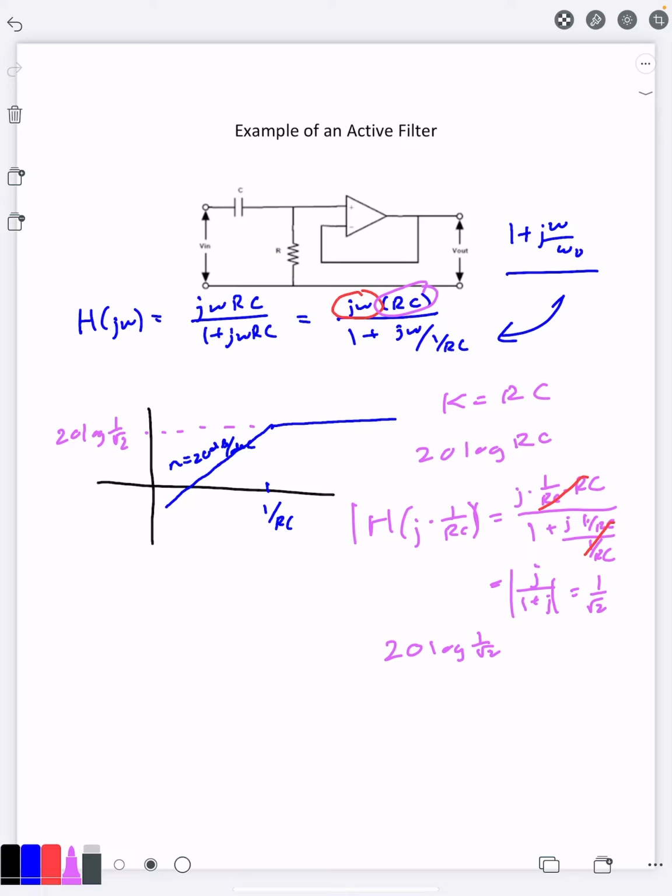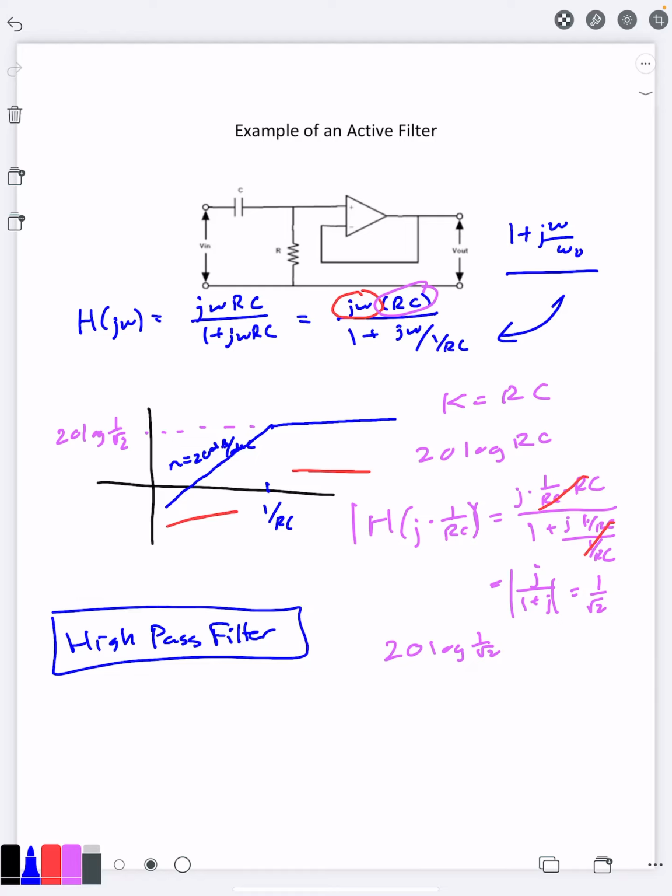So now that we have this, we can identify what type of filter this is. Well, low frequencies over here are going to have a lower output, and only when you get to high frequencies is your output going to be good. So this is going to be a high-pass filter based on our graph there. Low frequencies have a lower output, high frequencies have a higher output, therefore it's a high-pass filter.